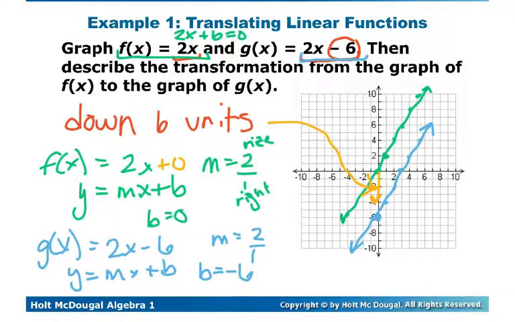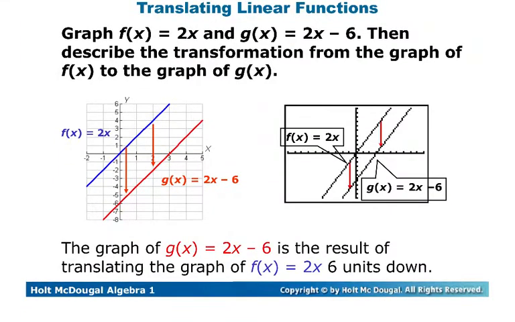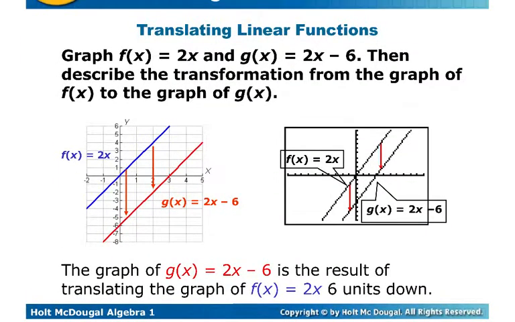Alright. So the description again, it's shifted down 6 units. Here's a visual where they graphed it. You can see it on the calculator, how it goes down. You can see it on their graph, how it goes down. Just kind of a more exact version of what I just did, just easier to look at.